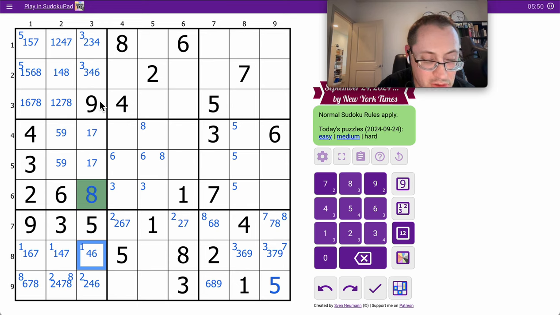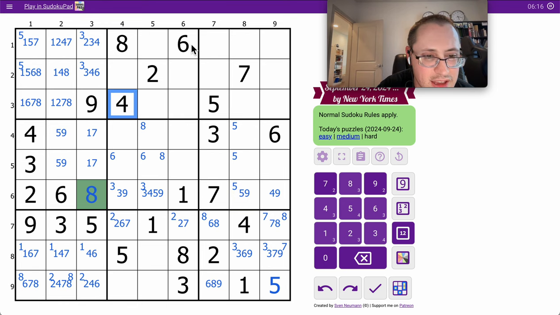Row 6 has 1, 2, 6, 7, 8. I need 3, 4, 5, and 9. That cell sees 2 of them. This one sees nothing. Oh, that can only be 5, 9. It can't be 3 or 4, and this one can't be 3 or 5. Hmm. 5, 9 here that doesn't interact with anything yet.